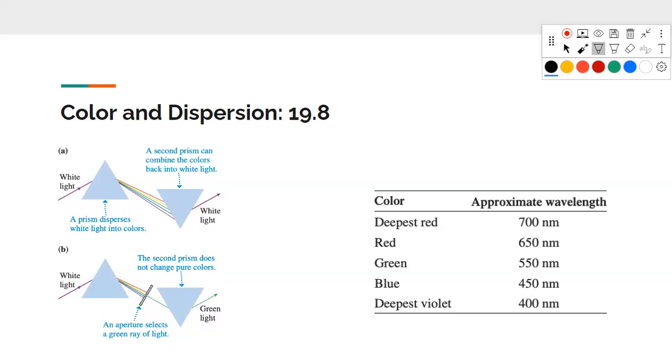And so I give you in the slide here just some approximate wavelengths for different colors in case you need to use them for the homework or something. This is an example of something that would be either given to you or you would have to calculate on the final.